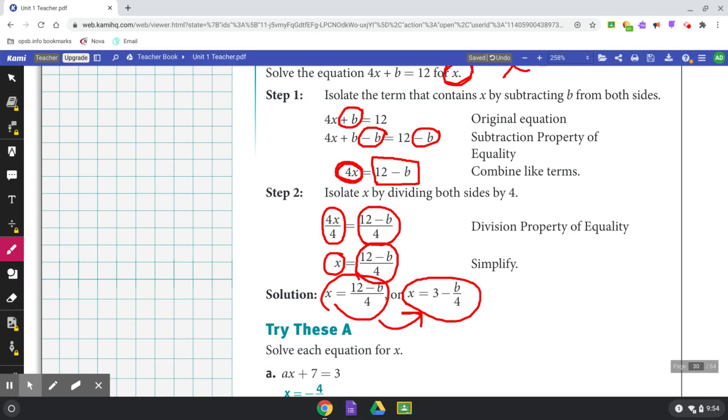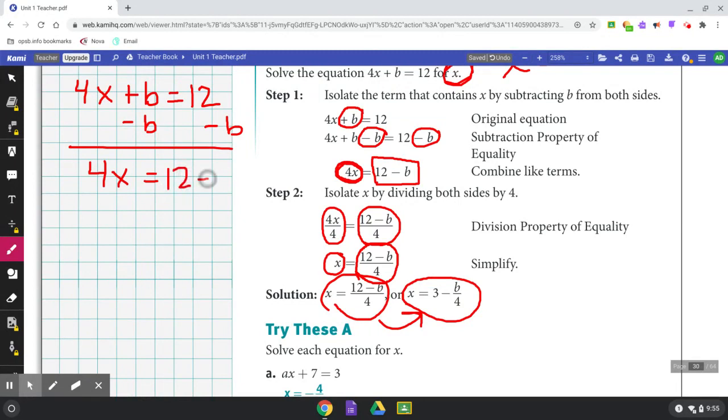Okay, now I'm going to come over here and I'm going to do it the vertical way in case that confuses any of you. I'm going to do it the way that I was doing it in the previous lessons. This is solving equations vertically. This was horizontal. The example is horizontal. This is vertical. Subtract b, I get 4x equals 12 minus b, divide by 4, and then I get x equals 12 minus b divided by 4.